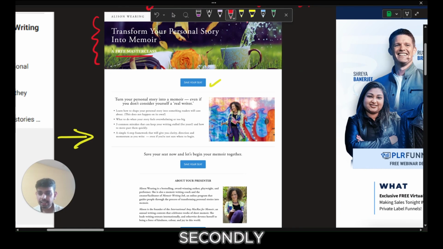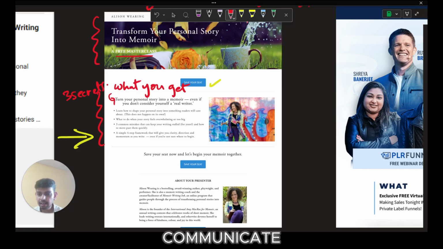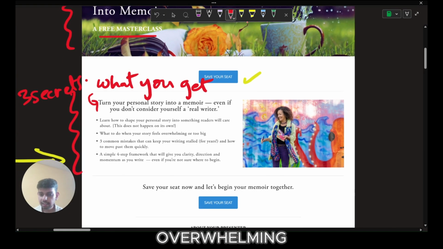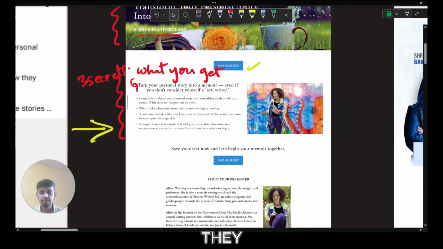And secondly, this section is what I would call the three secrets. So basically, she's trying to communicate: learn how to shape your personal story into something readers will care about, what to do when your story feels overwhelming, three common mistakes that can keep your writing stalled for years, etc. So basically, what the people are going to get when they attend her masterclass.